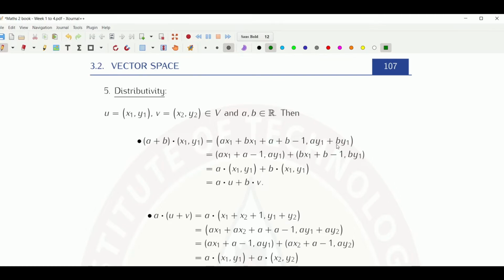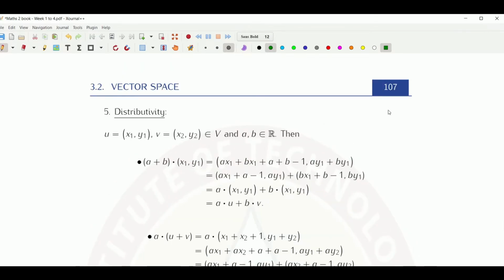So a dot (x1, y1) plus b dot (x1, y1). Why did the 2 minus 1 come from? So here it will be 2 minus 1 because for addition we will have ax1 plus a minus 1 plus bx1 plus b minus 1 plus 1. This plus 1 is from the definition of addition, so it will be cancelled and the rest will be equal to this.